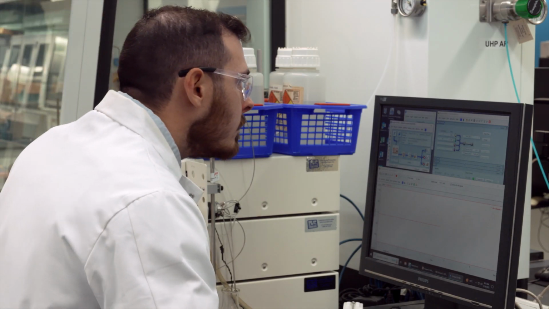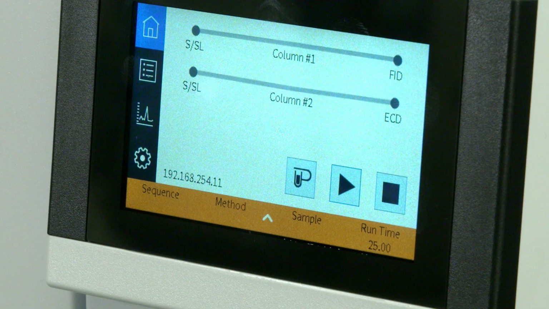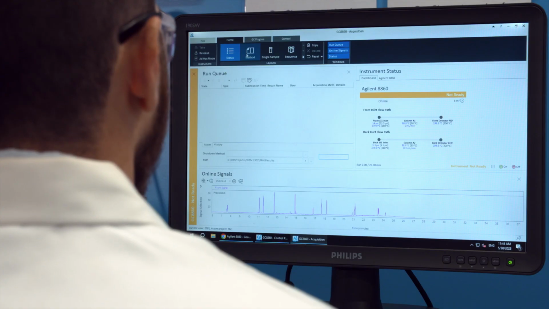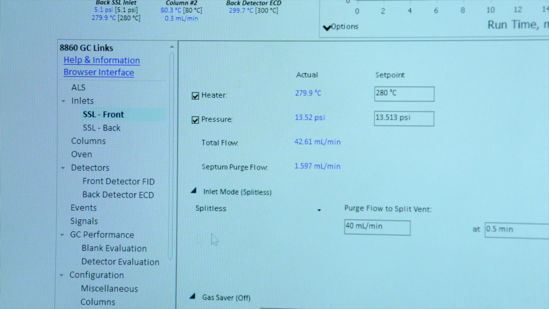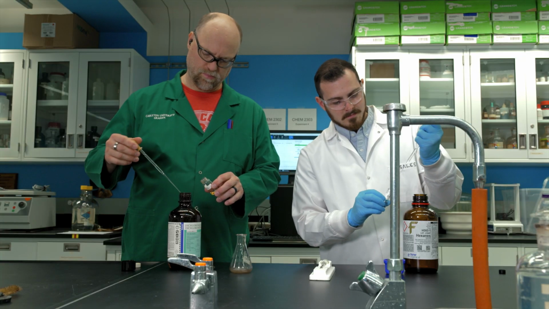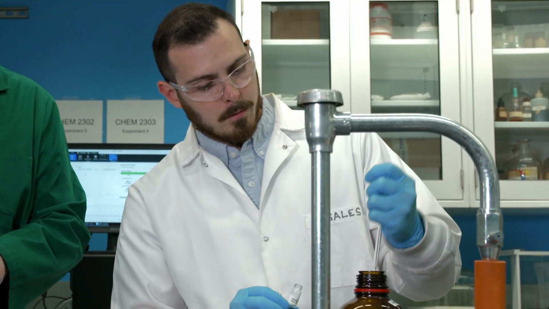Let's get started. The skills acquired here will be more on how to use gas and liquid chromatographs, understand instrument parameters, and how to interpret their data. These tips will set you up for success in a future analytical laboratory environment.